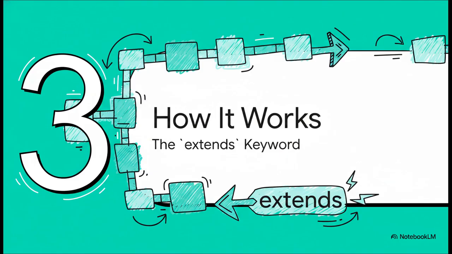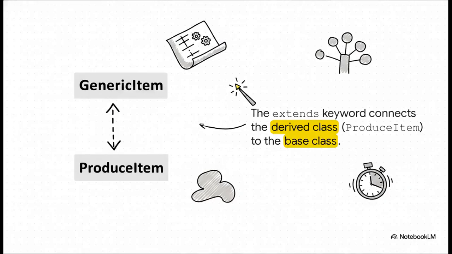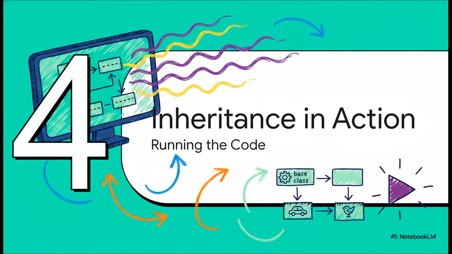So how do we actually tell the computer, hey, this class should inherit from that one? Well, it's actually surprisingly simple. It all comes down to one single, really powerful keyword. And here it is. This one little word: extends. That's the magic spell. It's what forms the connection, telling the produce item that it is an extension of the generic item. It's how we say, hey, produce item, you're a special version of generic item, so you automatically get all of its powers.